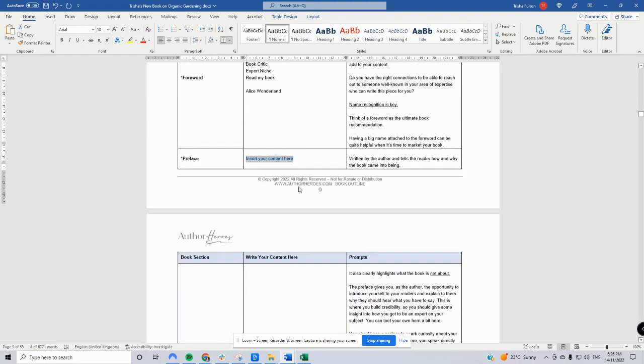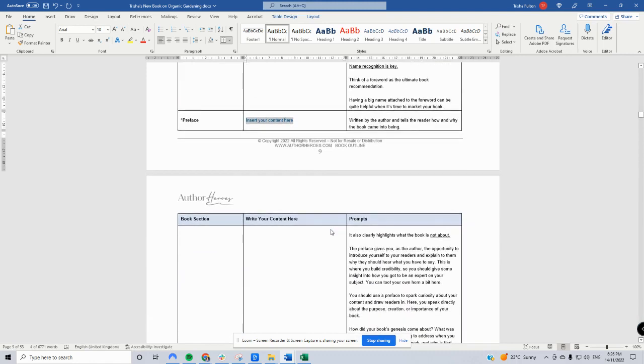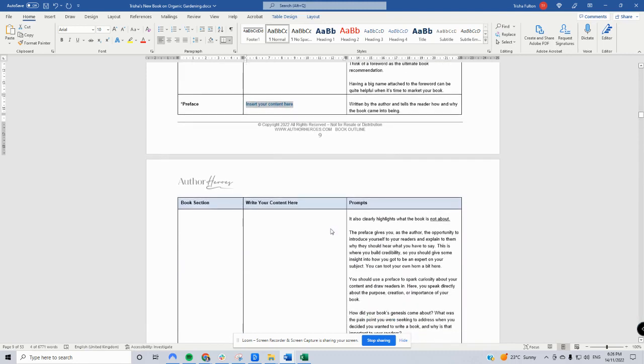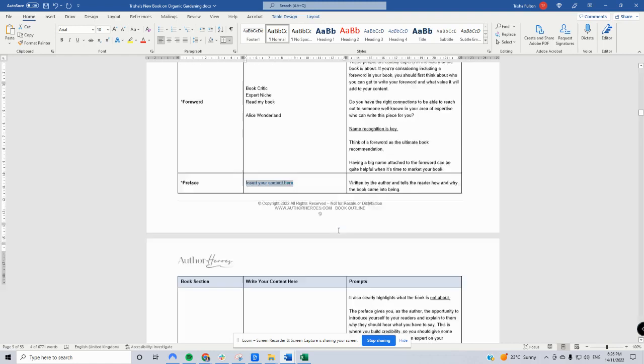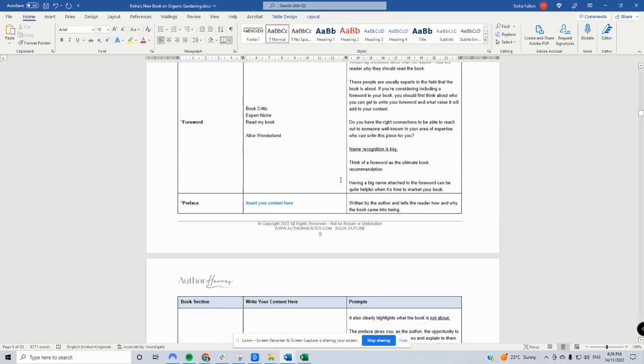This is the preface for the book. This is where I tell the reader how and why the book came into beginning and what the book is about and what it's not about. It gives me the opportunity to introduce myself as the author and also position my credibility and expertise. Now, I am not a psychologist, and in this book, I am writing the book as Dr. John Smith, a psychologist.